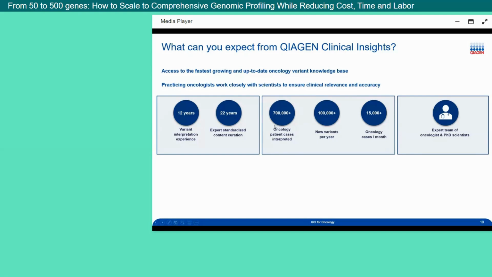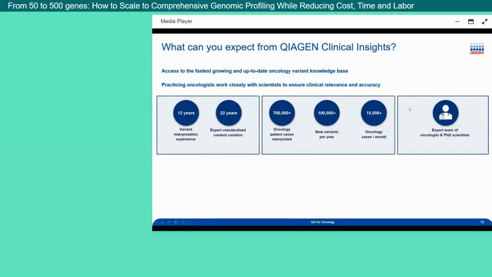QCI's platform has processed, just for oncology alone, over 700,000 patient cases, and over 3 million cases in total, counting in hereditary cancers and carrier screening. With a growth rate of over 100,000 new characterized variants per year, it's not just the largest knowledge base, but also the fastest growing knowledge base in our space.